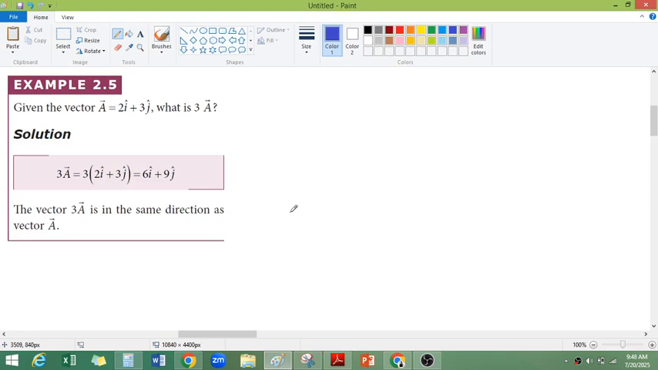Given the vector, what is 3a vector? So that means 3a is just scalar multiplication. Simply multiply 3 into 2, 6, 3 into 3, 9. Nothing very difficult. The direction will be the same as the a vector, but the magnitude will be 3 times bigger. That's the meaning of this.